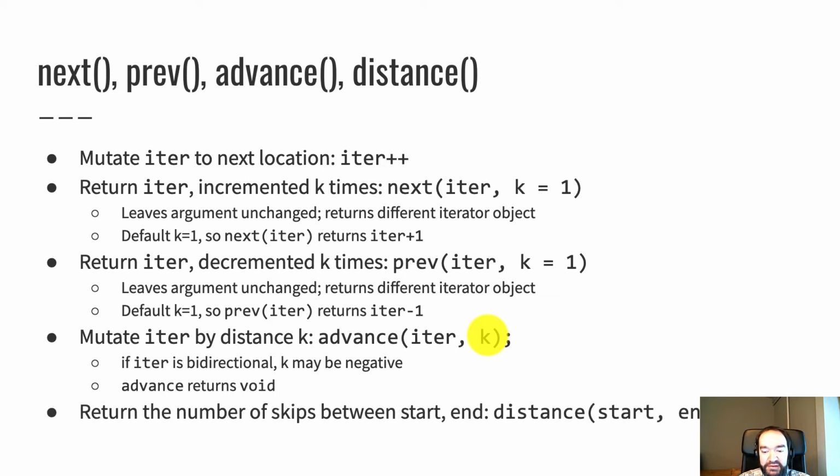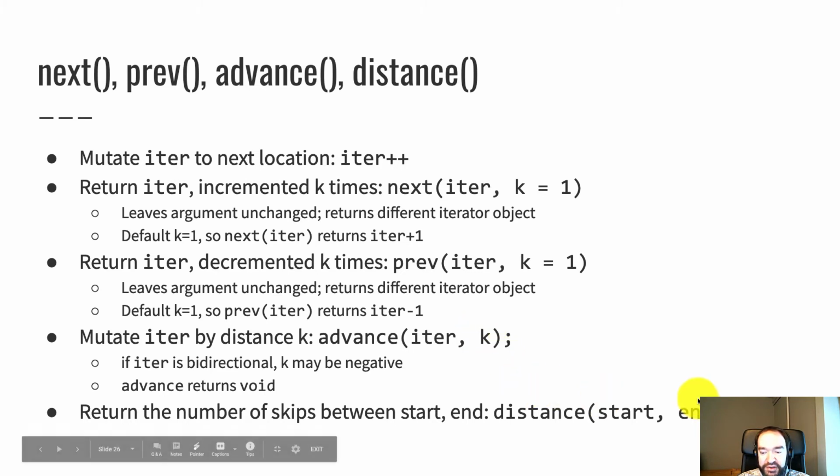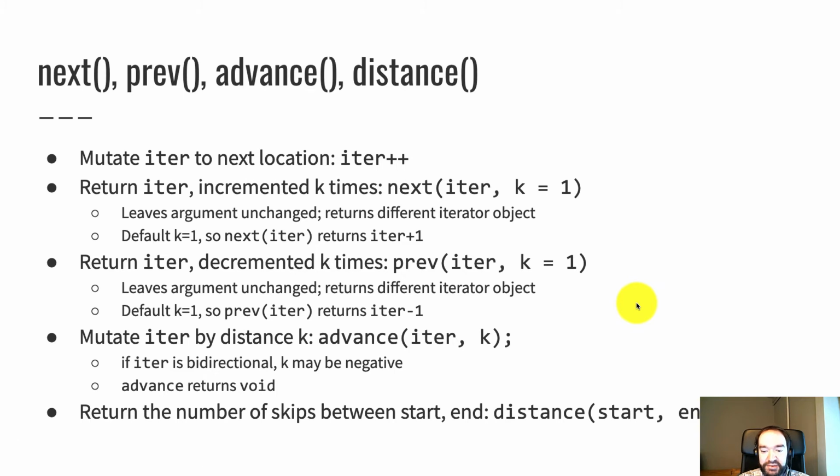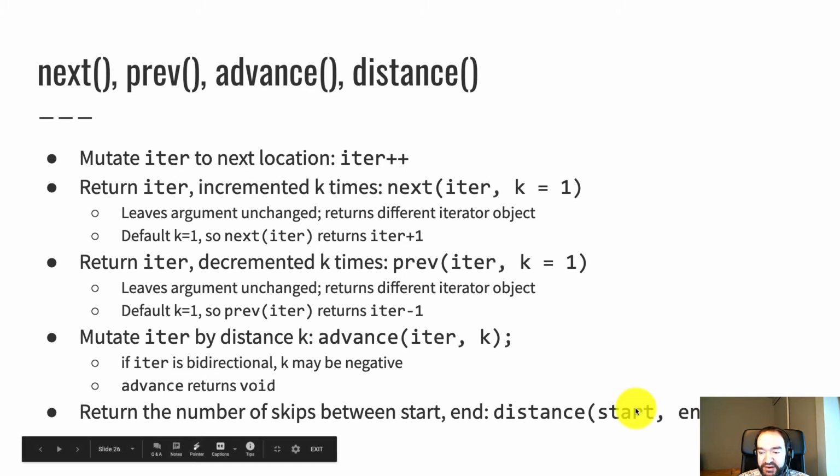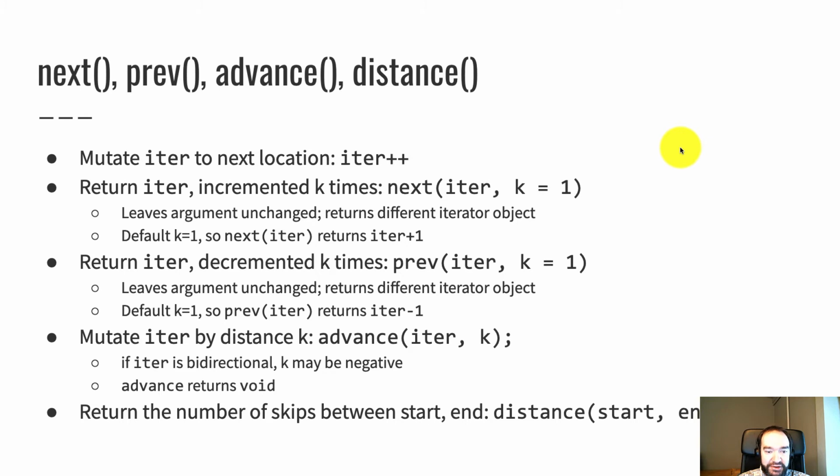Finally, there's a convenience function to calculate the distance between two iterators. So if I have a range starting at start, ending at end, the distance function returns the integer count of how many locations are in between them. And we're using the same convention that a range starts at start and goes up to, but not including end. So if start and end are at the same location, the distance is 0. If end is 5 steps ahead of start, then this function returns 5.